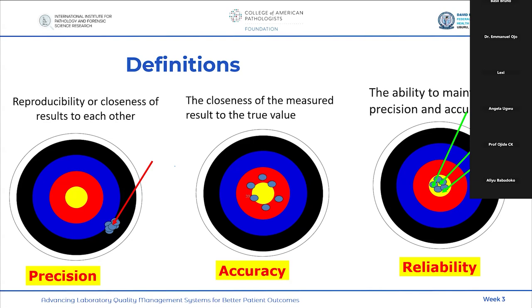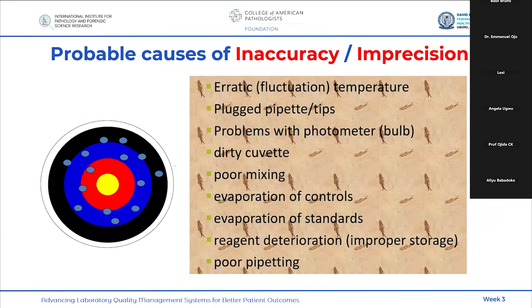Your result has to be accurate. Then your ability to maintain both precision and accuracy is reliability. What are the things that can cause inaccuracy or imprecision in the lab? We've talked about temperature earlier on, erratic pipetting, plugged pipette tips.